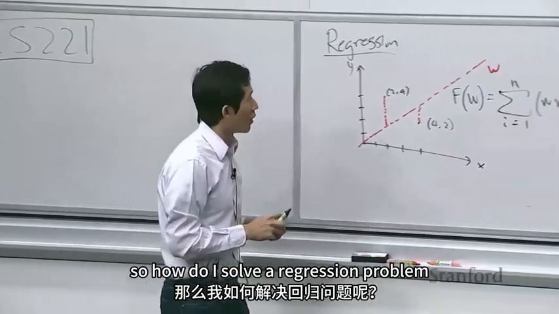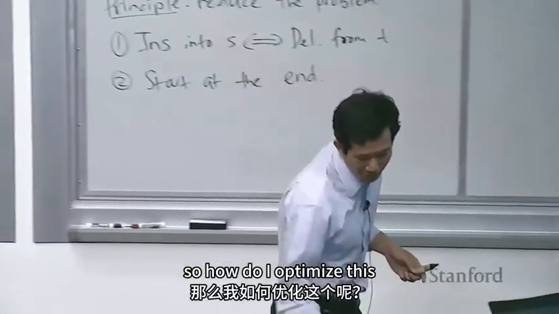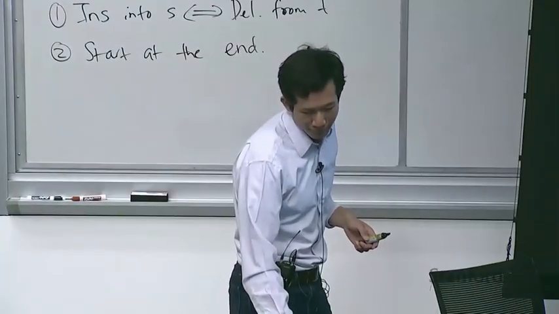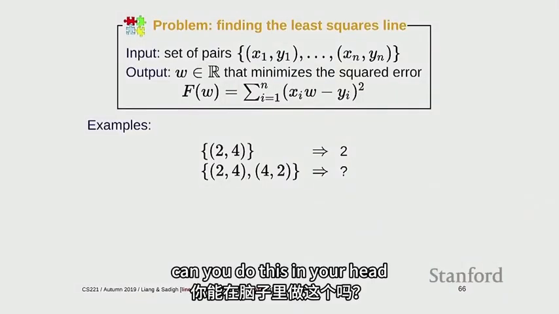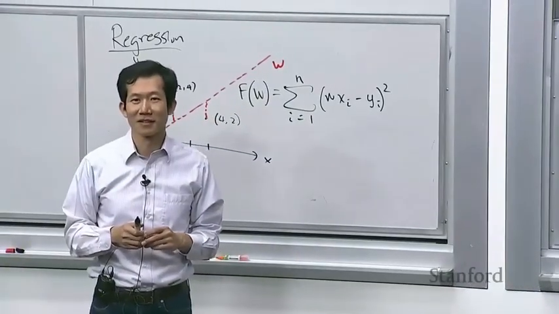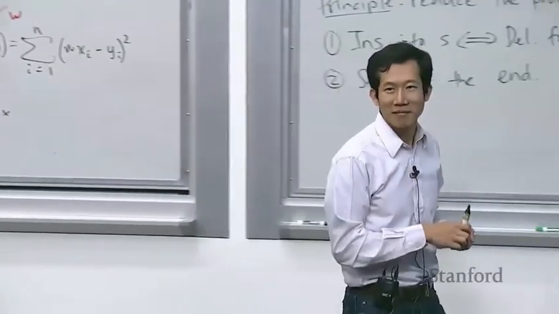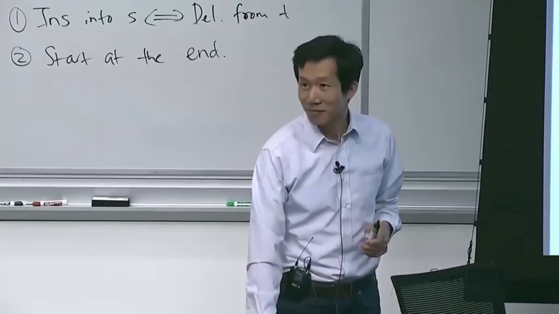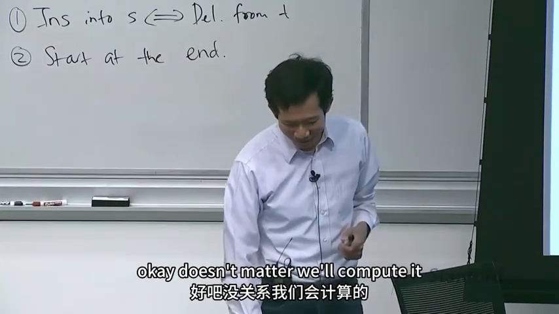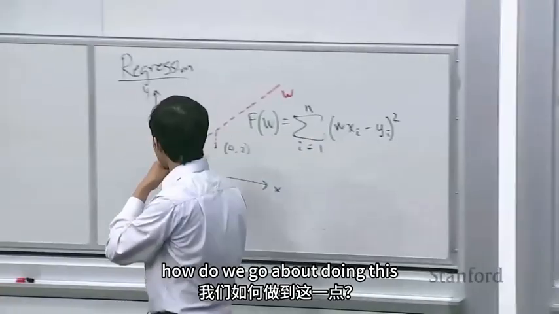So how do I solve a regression problem? How do I optimize this? Can you do this in your head? If I actually had these 2 points, what should w be? Okay, doesn't matter. We'll compute it. So how do we go about doing this?